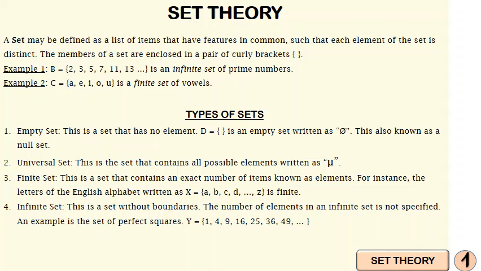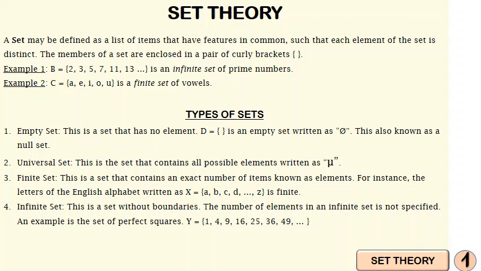We take an example. The set B, which is equal to {2, 3, 5, 7, 11, and 13}, is a finite set of prime numbers, while the set C, consisting of A, E, I, O, and U as members, is a set of vowels. Notice that B is an infinite set, while C is a finite set.